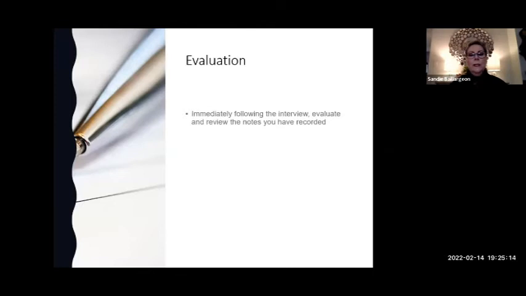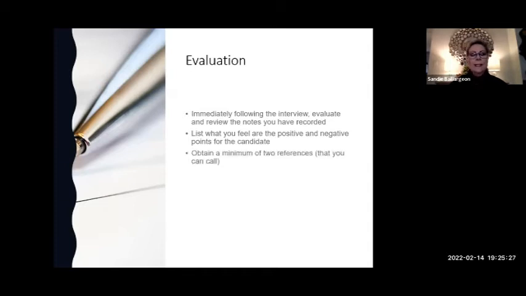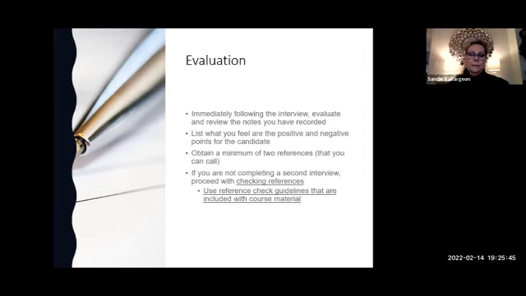And then do a quick evaluation of the employee. I usually write it right on the interview form if I'm using an interview form, or right on the resume. List what you feel are the positive and negative points for that candidate. Obtain a minimum of 2 references, and not written references. These are references that you can call. So if they're currently working, you're certainly not going to call their current employer, but if they have already left the job or they had a previous employment, ask if you could call their previous employer.